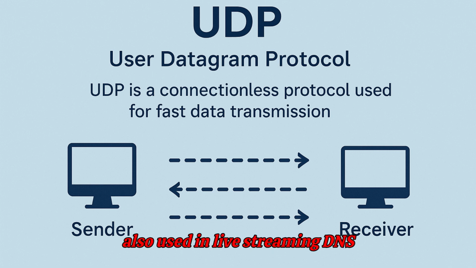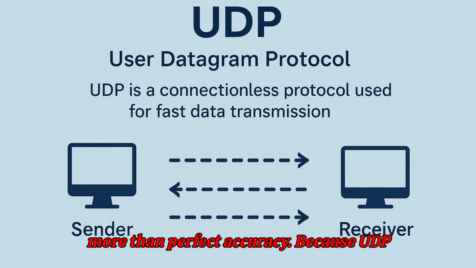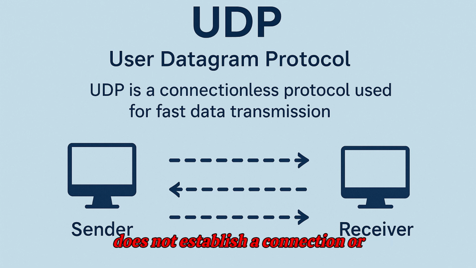UDP is also used in live streaming, DNS queries, and voice over IP services. In all these cases, speed matters more than perfect accuracy. Because UDP does not establish a connection or track packets, it is much faster than TCP.